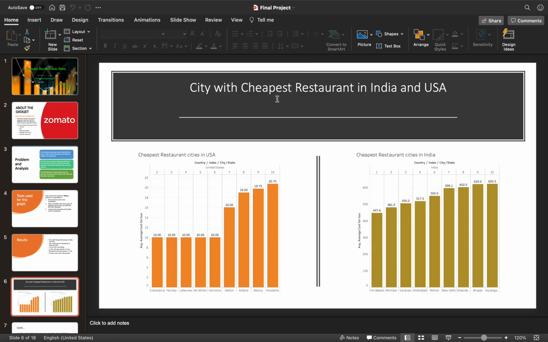The first chart is the cities with the cheapest restaurants in India and USA. On the left side you can find the cheapest restaurants in USA, and on the right side the cheapest restaurants in India. In the USA, the cheapest is $10 on average, and it belongs to the city Calisti. Similarly, a few other cities have an average cost for two of $10. In India, the cheapest restaurants are in the cities Faridabad, Amritsar, Varanasi, and Allahabad.